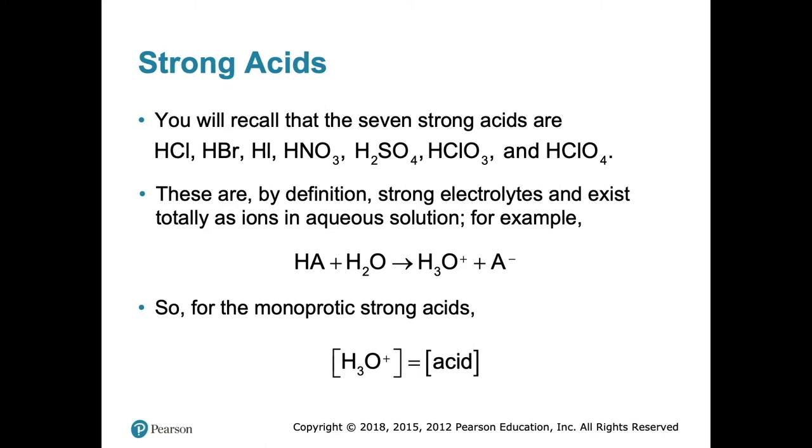These are by definition strong electrolytes and exist totally as ions in aqueous solution. So what happens here is when you have this strong acid HA, you add it to water, and what do you get? You get completely hydronium ions and the conjugate base. So for a strong monoprotic acid, the hydrogen ion concentration will equal the same concentration as the acid itself. So if you have 12 molar hydrochloric acid, that will also be the concentration of the hydronium ion. Does that make sense? It will always be the same because they dissociate completely.